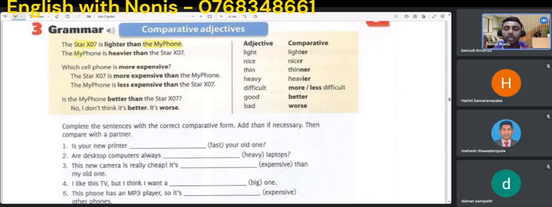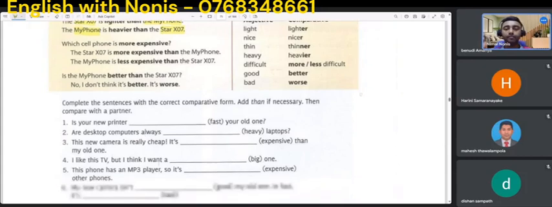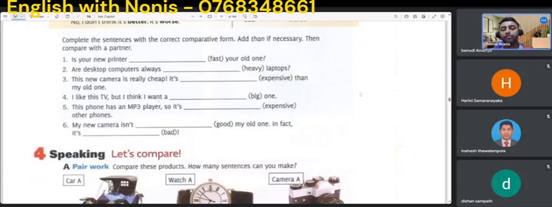Here also you can see my phone is the noun and the Star X07 is the other noun. So these two nouns are compared. So when you are comparing, you have to use the comparative form of the adjective. Then you have to use than, heavier than. My phone is heavier than the Star X07. Right. Now let's look at this one.